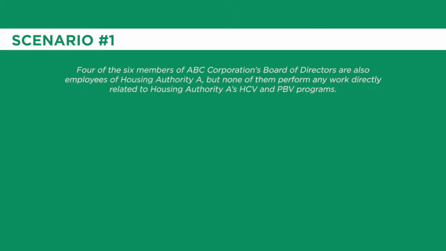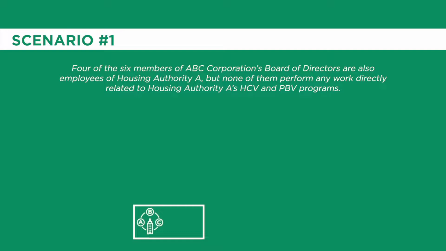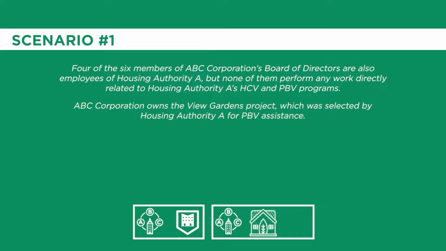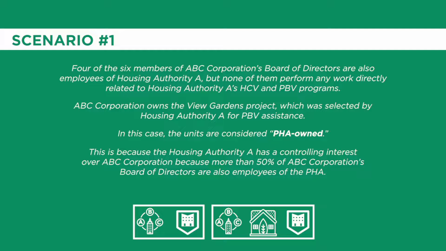In our first scenario, 4 of the 6 members of ABC Corporation's Board of Directors are also employees of Housing Authority A, but none of them perform any work directly related to Housing Authority A's HCV and PBV programs. ABC Corporation owns the View Gardens project, which was selected by Housing Authority A for PBV assistance. In this case, the units are considered PHA-owned. This is because the Housing Authority A has a controlling interest over ABC Corporation, because more than 50% of ABC Corporation's Board of Directors are also employees of the PHA.